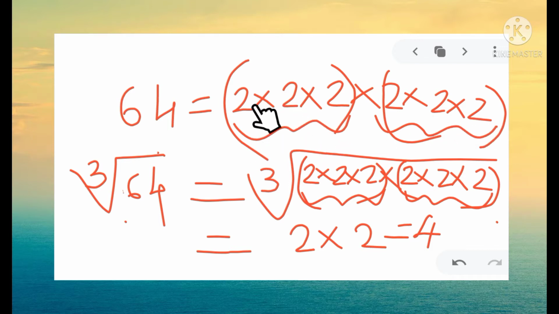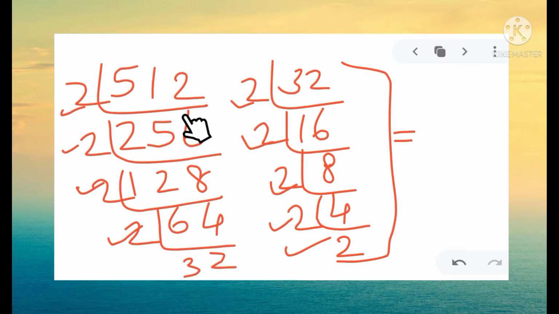That means I make two groups. In each group 3 2's are there. So cube root of 64 is cube root of, can you see the groups here? From each group I want to take 1 2. So here 2 into 2. So cube root of 64 is 4. Let us look into 512.